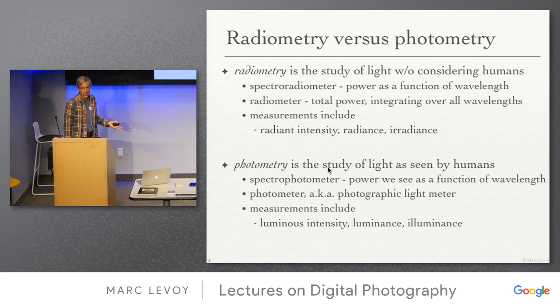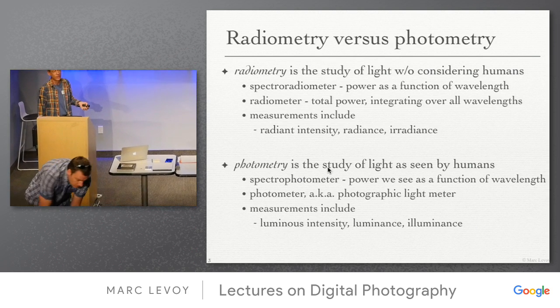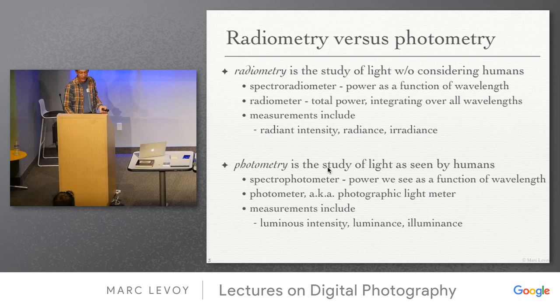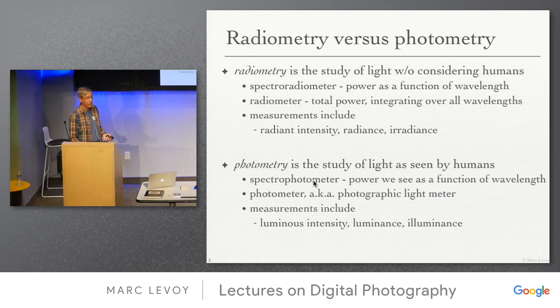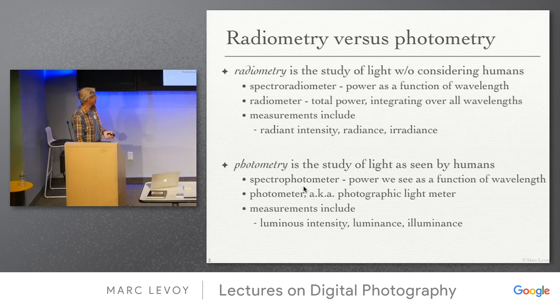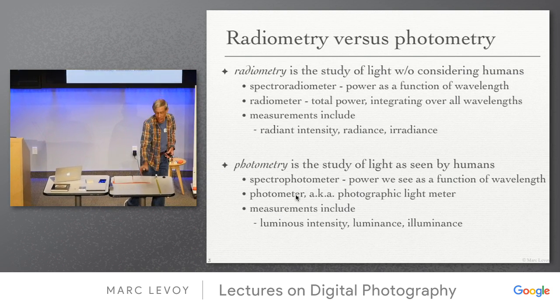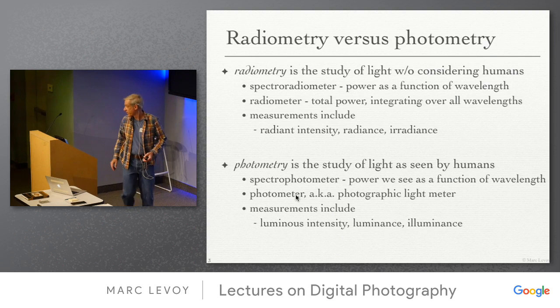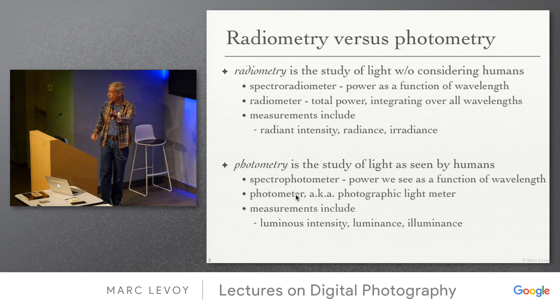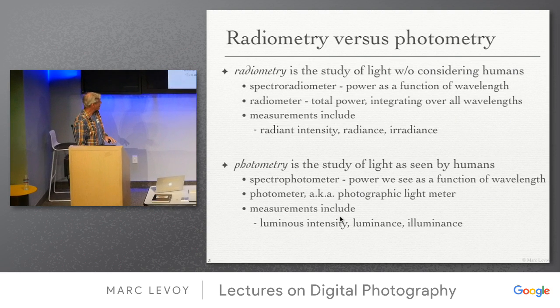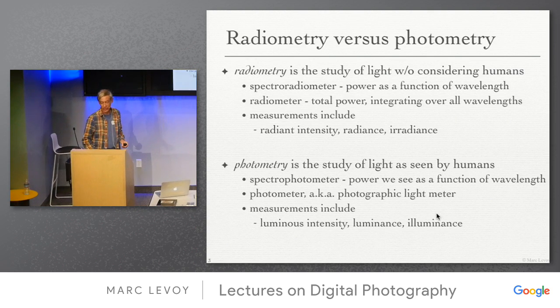However, photometry is the study if you include the limitations of the human visual system. In other words, we don't see infrared, we don't see ultraviolet, and so you would use a spectrophotometer to measure what we see, and a photometer to measure total power. A photometer is nothing more than a light meter. An ordinary photographic light meter is a photometer. It's already got programmed into it what we cannot see. And then the measurements are those, and we'll talk about those in a second.